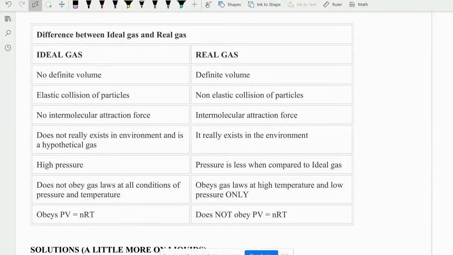I'm not going to read these to you because you can read. We're also going to do an activity that helps solidify this. So if you are still having questions about the difference between an ideal gas and a real gas, hang tight. We're going to do some more practice.